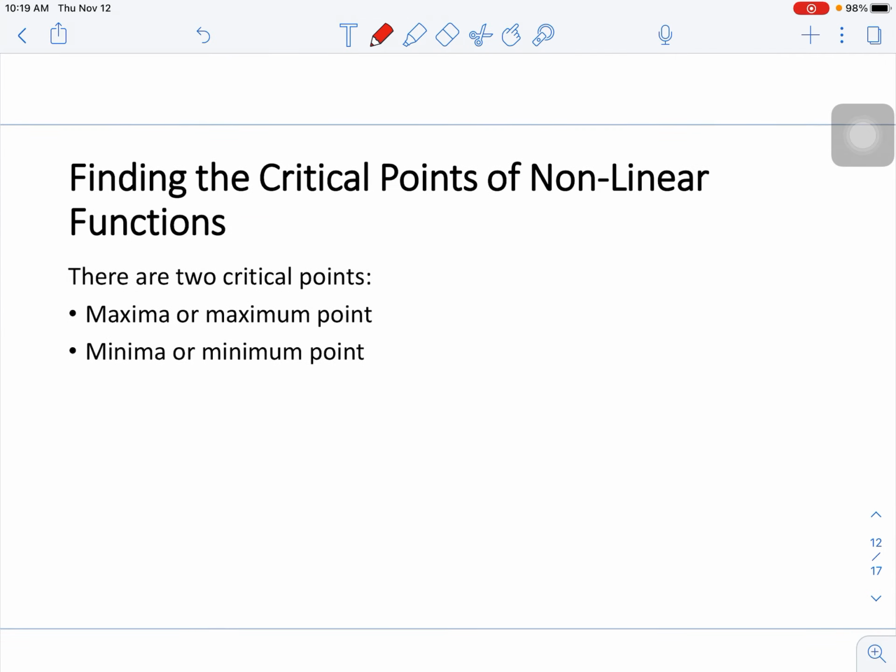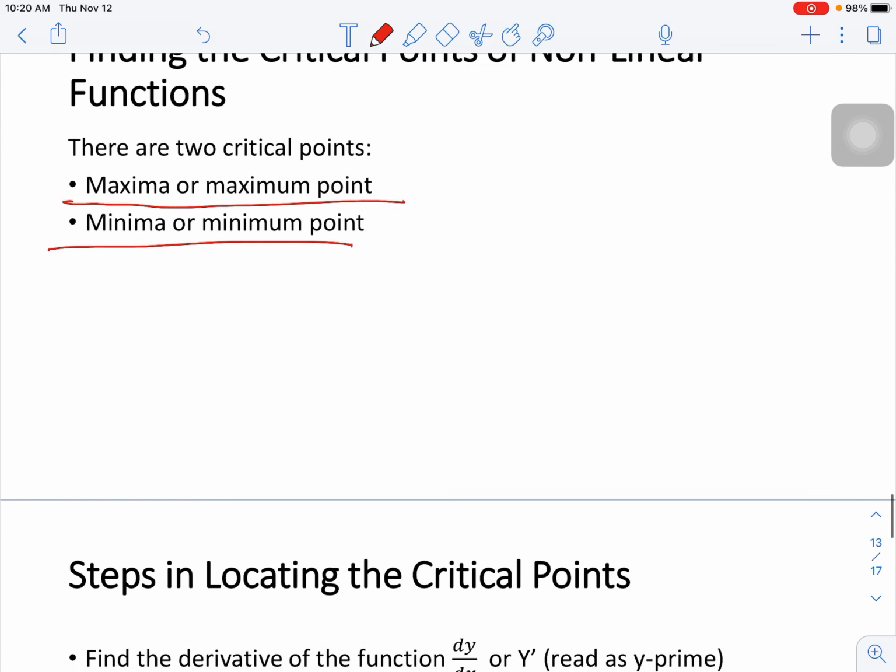Next is finding the critical points of a nonlinear function. As a review, we all know that there are two critical points: the maxima, or maximum point, and the minima, or minimum point. So how are we going to do that?